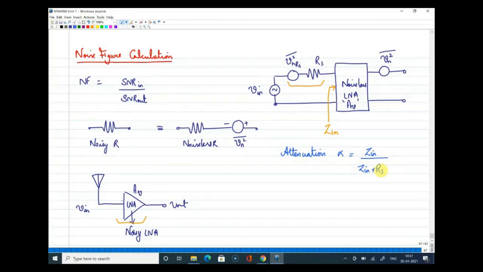Now, what are we interested in? We are interested to find the noise figure of the circuit block. Yes, Rahul.